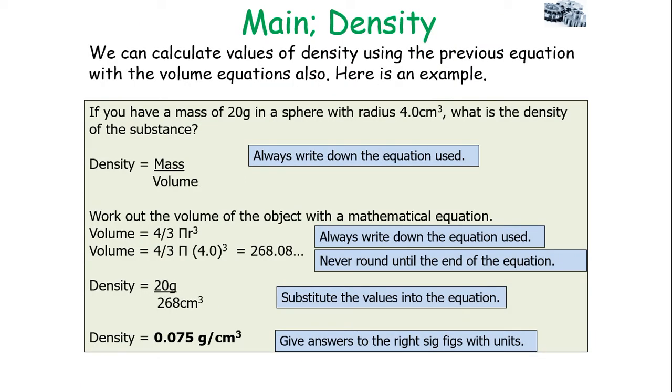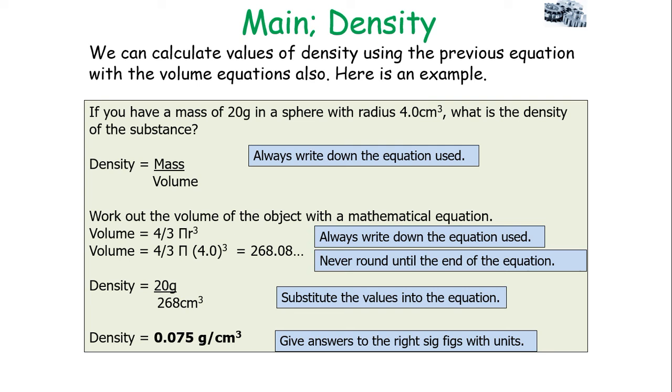So an example question with this would be, if you have a mass of 20 grams in a sphere with a radius 4.0 centimeters, what is the density of the substance? So as always, you write down the equation, density equals mass over volume. You then work out the volume of the object with the mathematical equation. It's a sphere, so it's 4 over 3 times by pi times by r cubed. You work it through and you get 268.08. Now never round your value till the end of the question. You then substitute those values into the density equation and you get your answer out to be 0.075 grams per centimeter cubed. Remembering to give your value with units and giving your value to the right number of significant figures.